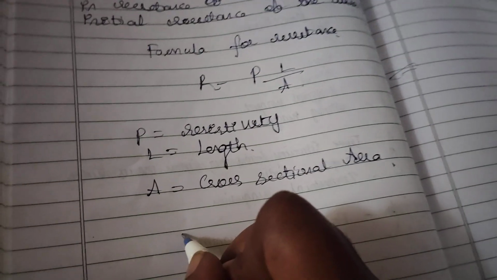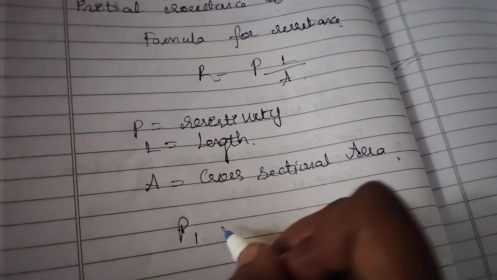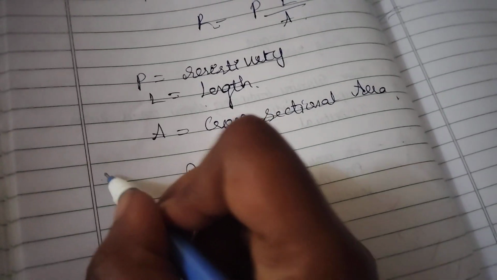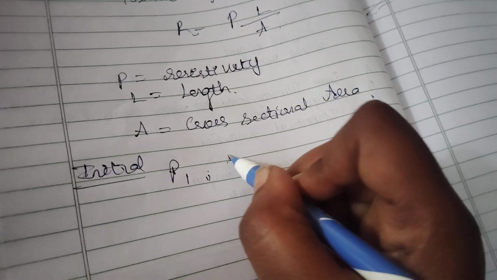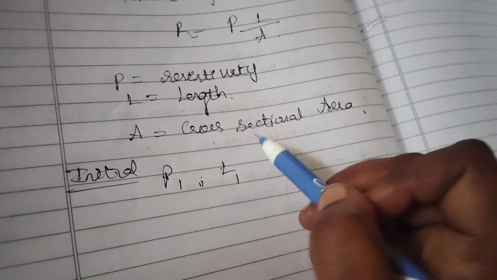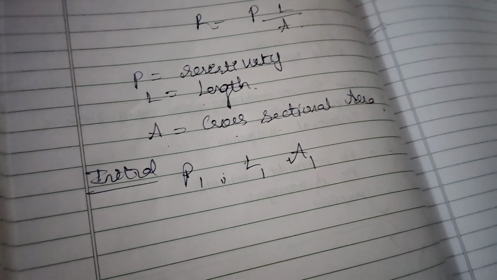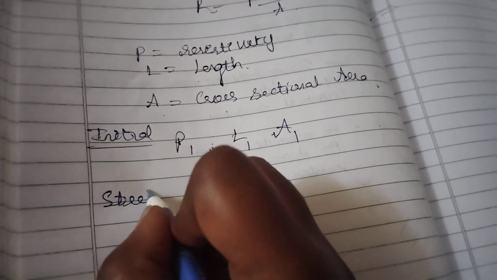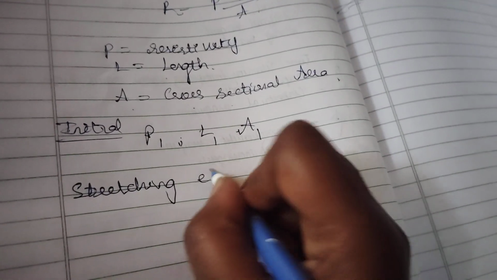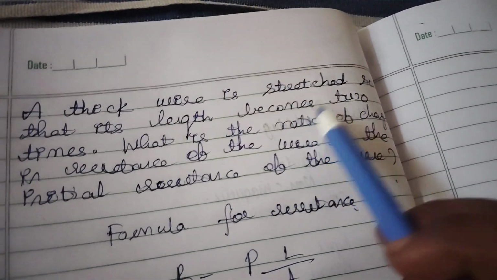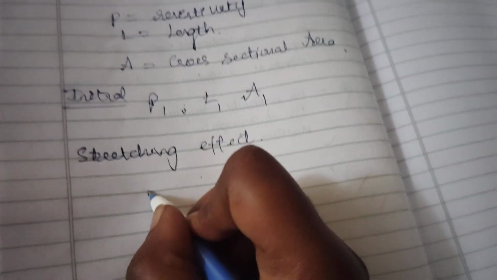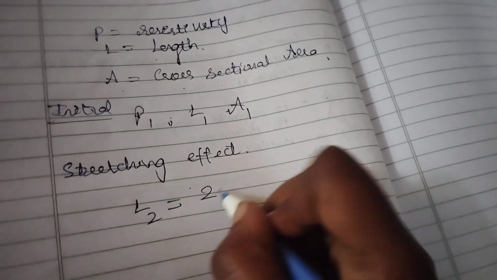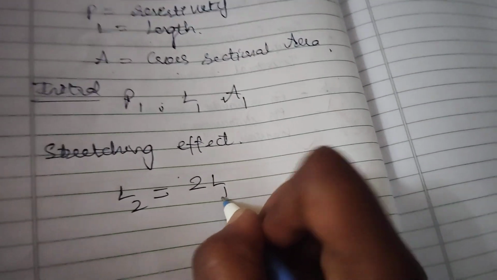So now the initial resistivity before stretching is ρ1. Now the initial length before stretching is L1 and the initial cross sectional area before stretching is A1. Now what is the case after stretching? Now we want to find out the stretching effect. So after stretching, the length becomes 2 times, given. So the new length is equal to 2 times the previous length before stretching.